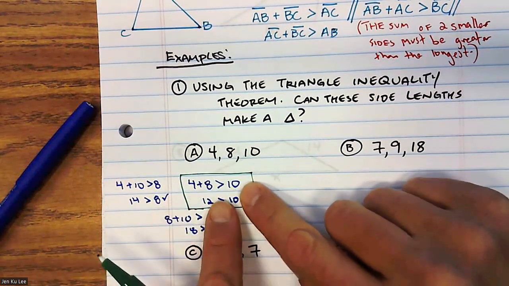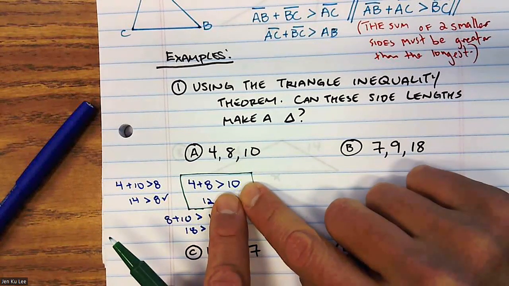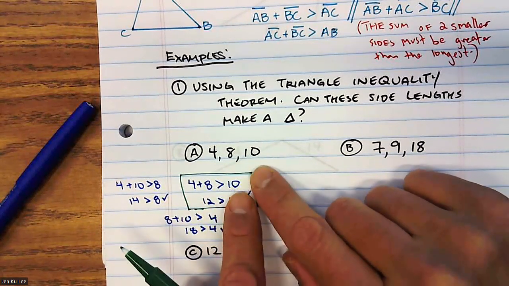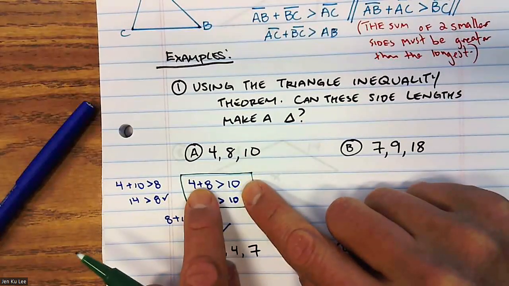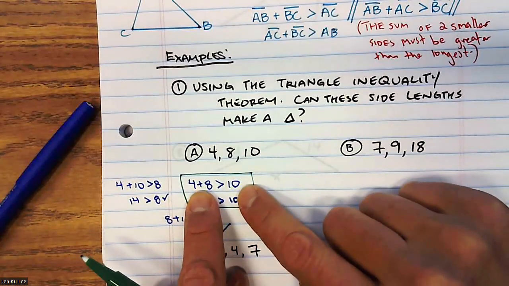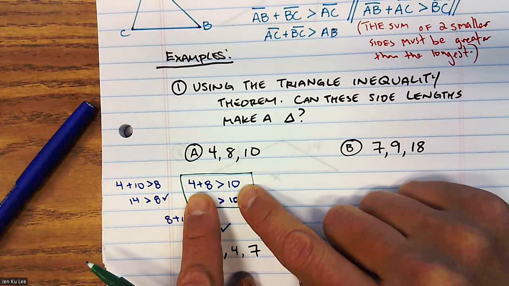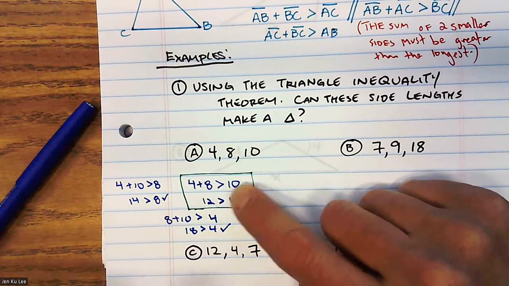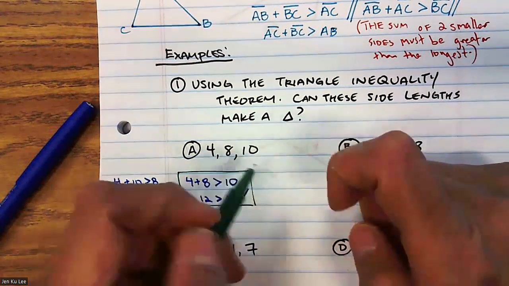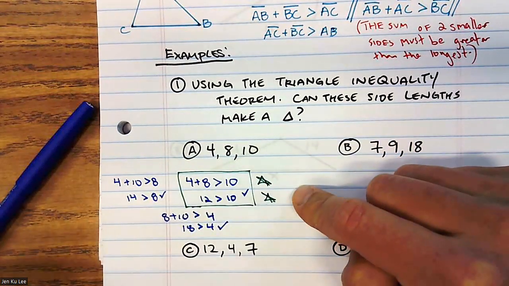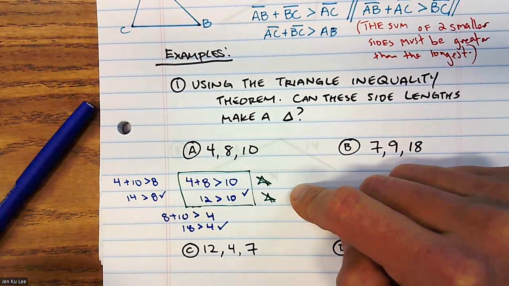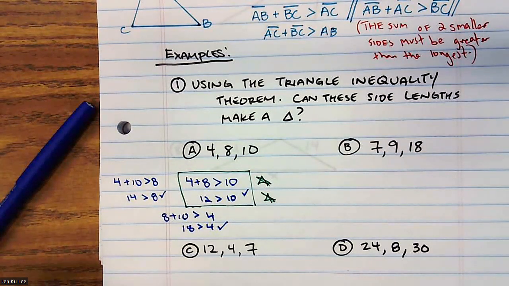Furthermore, on the right-hand side of the inequality, you have the longest side, which I have boxed in green. So the two smaller sides must be greater than the third, the longest side. And these are just variations from that. So as long as you just check this, you should be good. Okay.